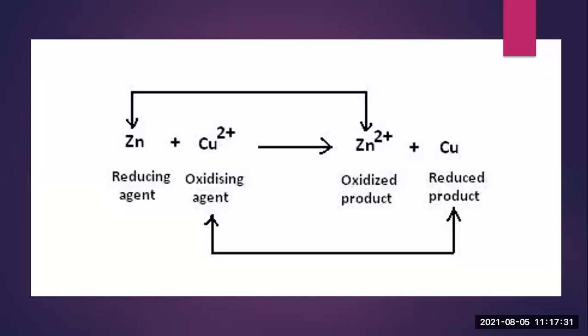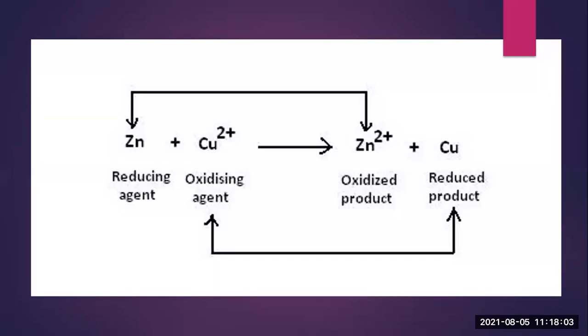So here you can see that 2 positive charges are gained by the zinc here in the product side. Why? Because it loses 2 electrons, and as it loses 2 electrons, that means it undergoes oxidation. Then these 2 electrons are gained by the Cu2+, and hence it gets reduced to Cu. So that means here reduction of copper takes place and oxidation of zinc takes place.